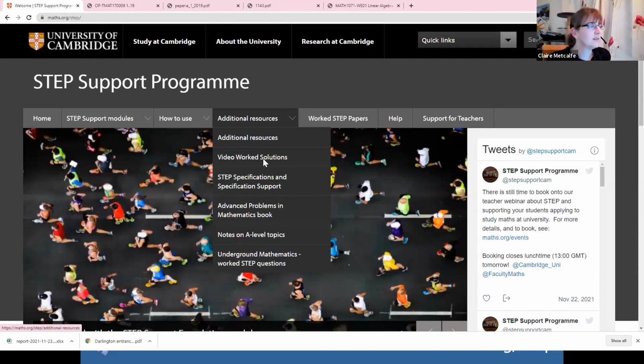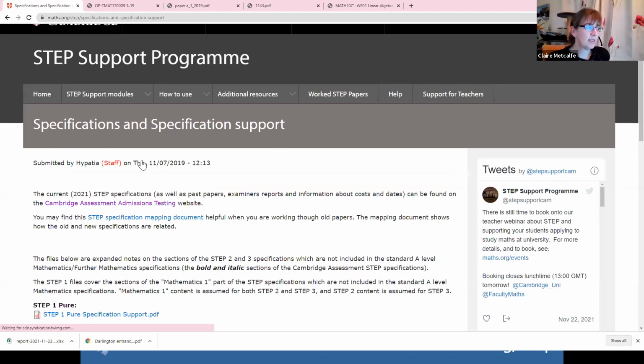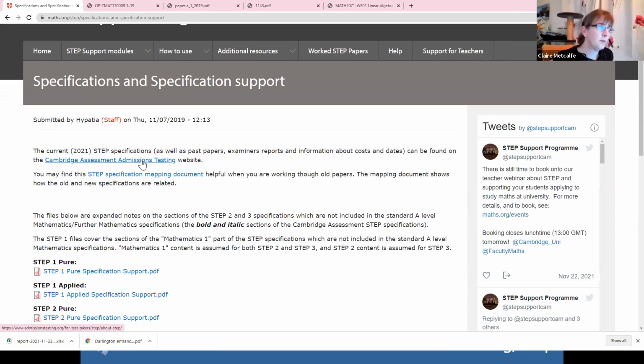If you go to additional resources, specifications, we've got a link to the Cambridge Assessment Admissions Testing website. These are the people that run STEP, and that's where you'll be able to find the most recent STEP specification. The one for 2022 isn't up there yet. It should be up there within the next month. So at the moment, it's the 2021 one. There'll be hardly any change, but you might want to refresh in December, and hopefully the 2022 one will be up there as well. When the 2022 specification goes live, I'll tweet about it on the STEP Support Programme Twitter account, so you'll know that it's there.